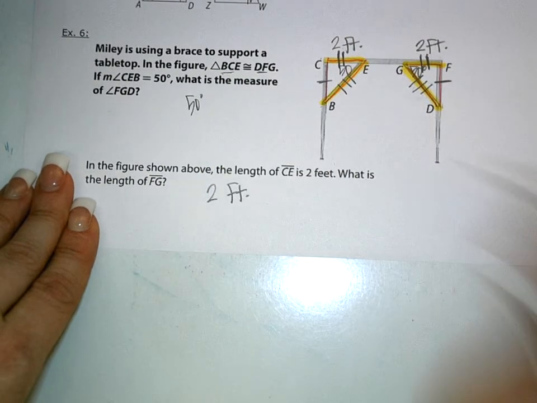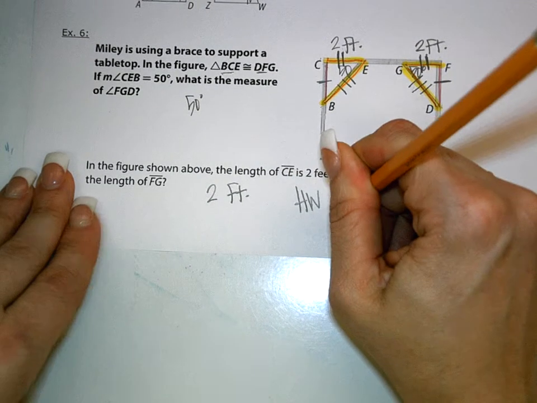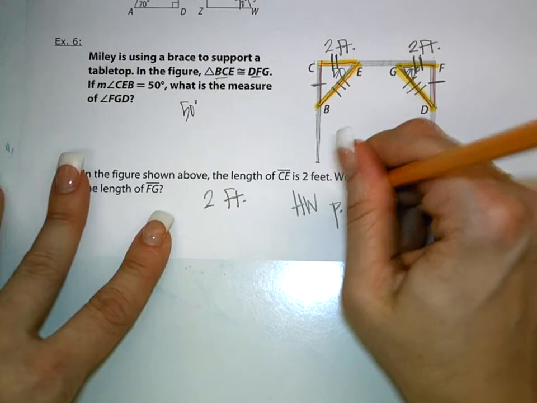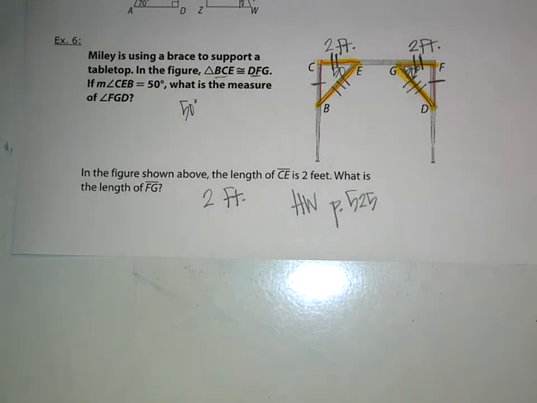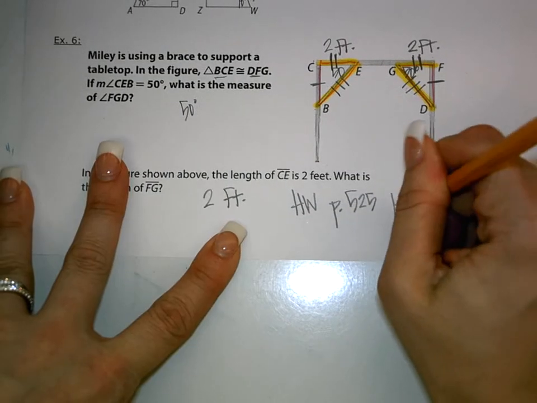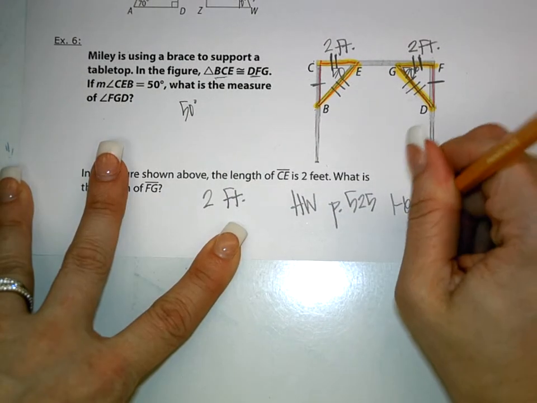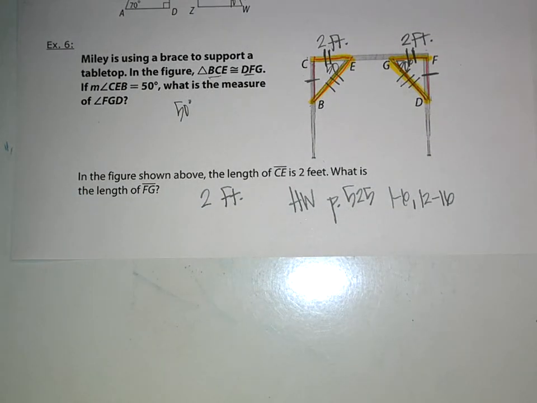Okay, homework for this, you guys are going to be working on page 525. Okay, so make sure you write this down. You're going to be working on page 525. And you're doing numbers 1 through 6 and 12 through 16. Okay, page 525, numbers 1 through 6 and 12 through 16.